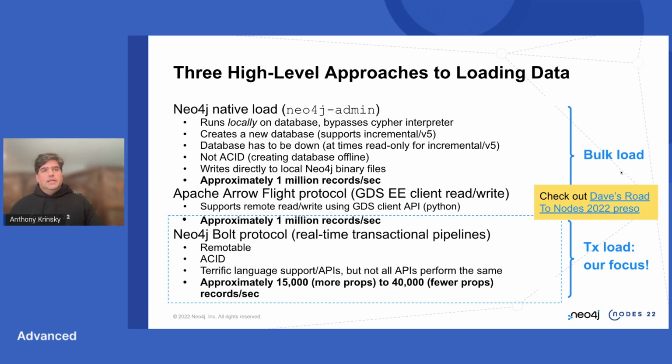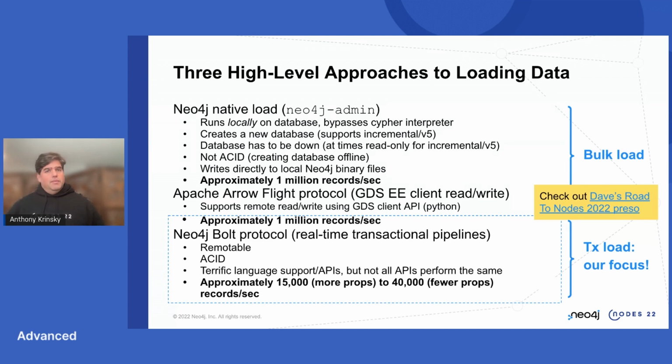Now, what we're talking about today is not that. We're talking about real-time transaction pipelines, which likewise are remotable. In other words, you have a client on one machine and the server on another machine. The process is ACID compliant, and we have at Neo4j terrific language support, lots of APIs. Notably, not all the APIs perform the same. The call out that I mention here today is that reads on Python are a little slower, by about an order of magnitude, than on Java, for example.